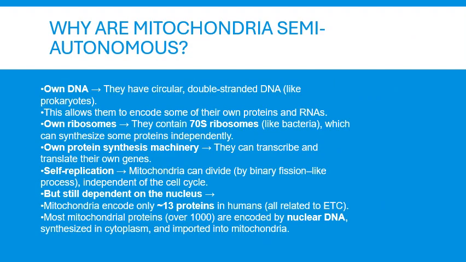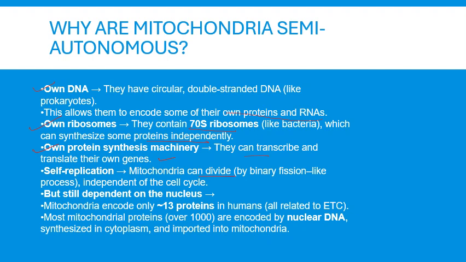Then why are mitochondria semi-autonomous, meaning half independent? First, we saw they have their own DNA, which allows them to produce their own protein and RNA. Then they have their own ribosome, the 70S ribosome. Like bacteria, they can synthesize some protein independently. They also have their own protein synthesis machinery that can transcribe and translate their own genes. Then they have self-replication capacity.